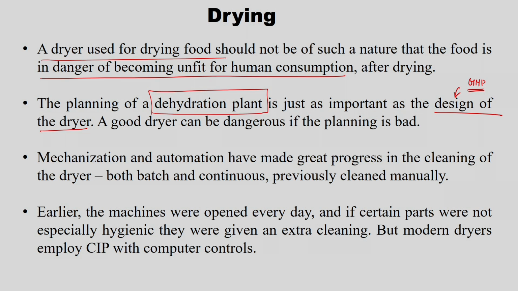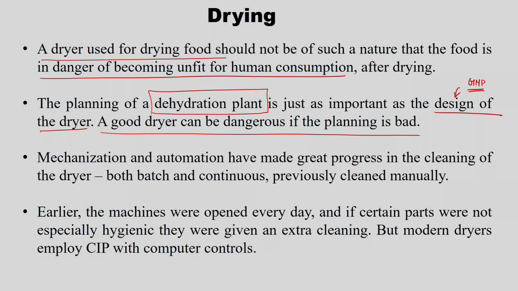For example, we are just keeping the food inside the dryer and taking it out after the drying operation. If the environment of the dehydration plant is not contamination free, then it will be dangerous for drying operations as well. So, a good dryer can be dangerous if planning is bad. That means the plant also should be contamination free.